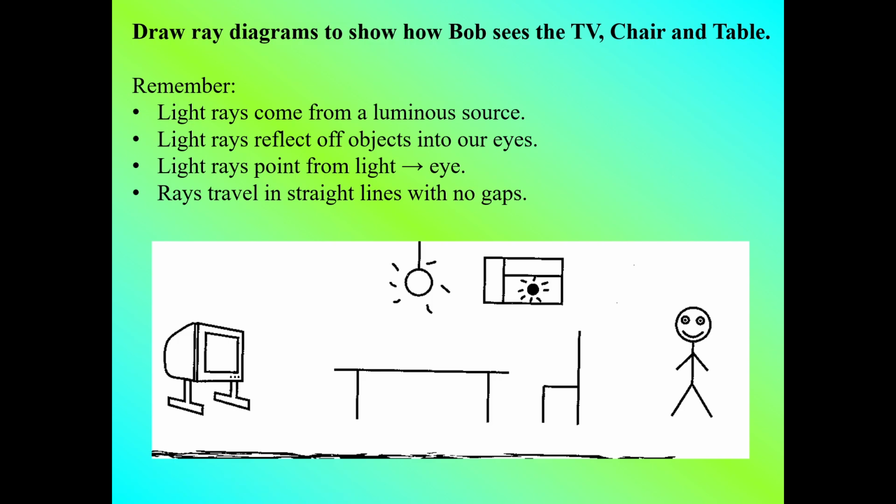So this is a task that you can do later. I've put the PowerPoint onto Teams for you. You can then draw or print out this image, draw it for yourself, draw your own image and practice drawing on your rays to show how Bob over here can see the different things in the room. And you've got different luminous sources available there. There are 3 luminous sources in that picture. Hopefully you can name all 3 of those luminous sources.